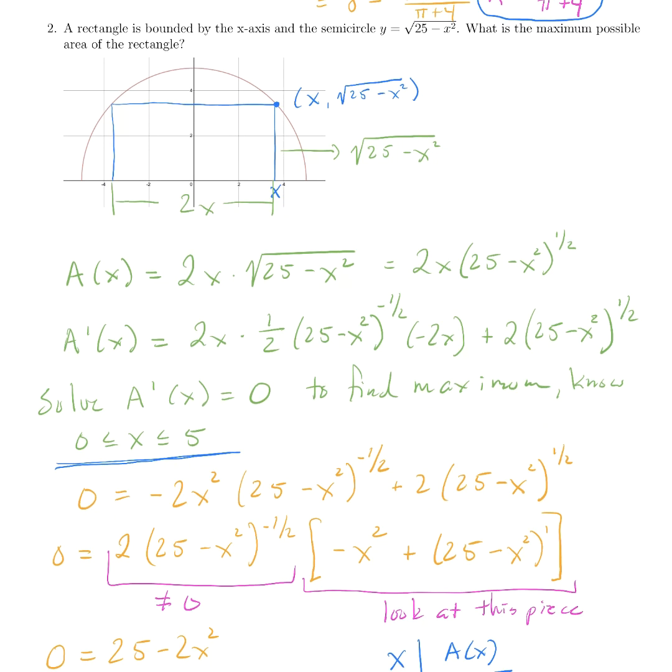All right, the second problem is similar to the second one in the introduction. A rectangle is bounded by the x-axis and the semicircle y equals square root of 25 minus x squared. What is the maximum possible area of the rectangle?